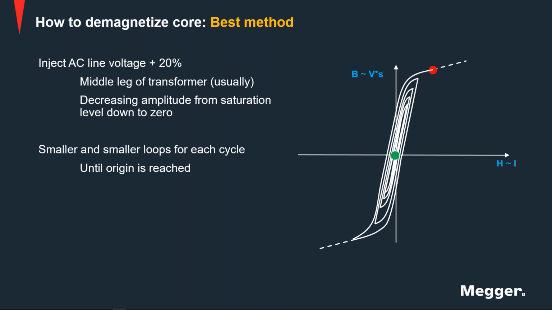Now, 120% of AC line voltage is pretty expensive to generate. And if you're out there doing field work, it's not going to be very practical for you to do that. In addition to being impractical, if you are trying to do this as a field application, so outside of the transformer manufacturing location, it can be a relatively dangerous thing to do. So while it is the best, it is not something that you will typically perform when you're doing demagnetization in the field.